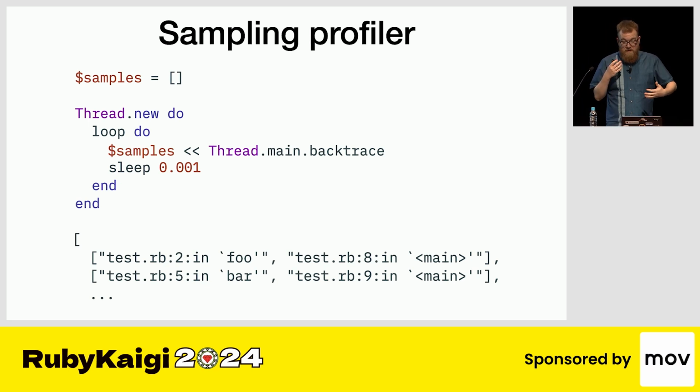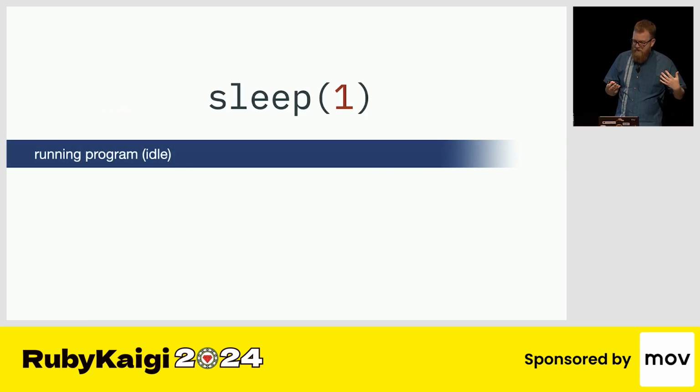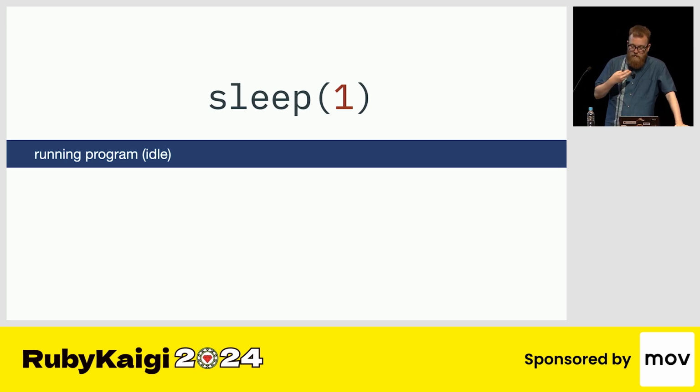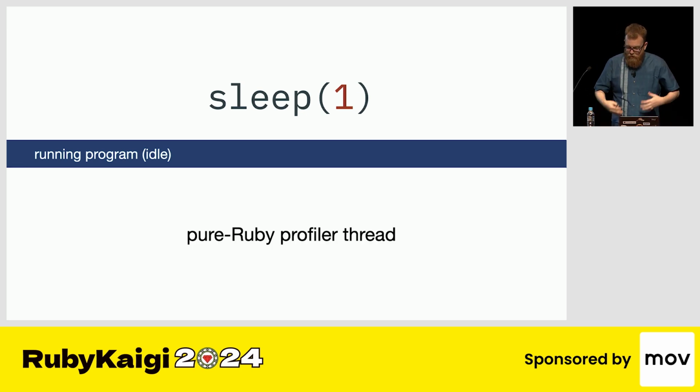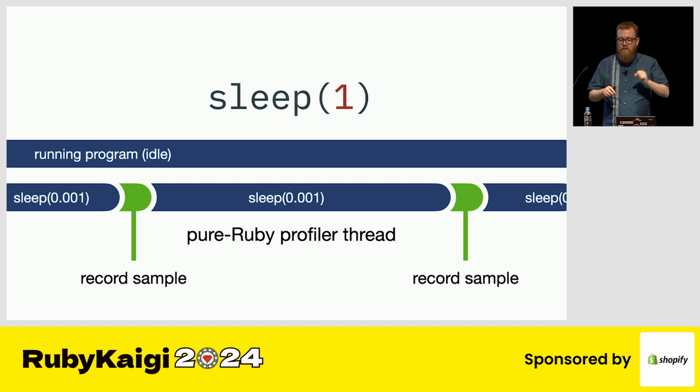I wrote this as pseudocode, but it turns out this does kind of work. If you try to run this against a simple program, for example, if we're doing sleep 1, the pure Ruby sampling profiler is able to run alongside just fine. It will wake up every 1 millisecond, record a sample, and go back to sleep. And at the end of this, sleep 1 will end up with 1,000 samples, right? 1,000 samples for 1 second.